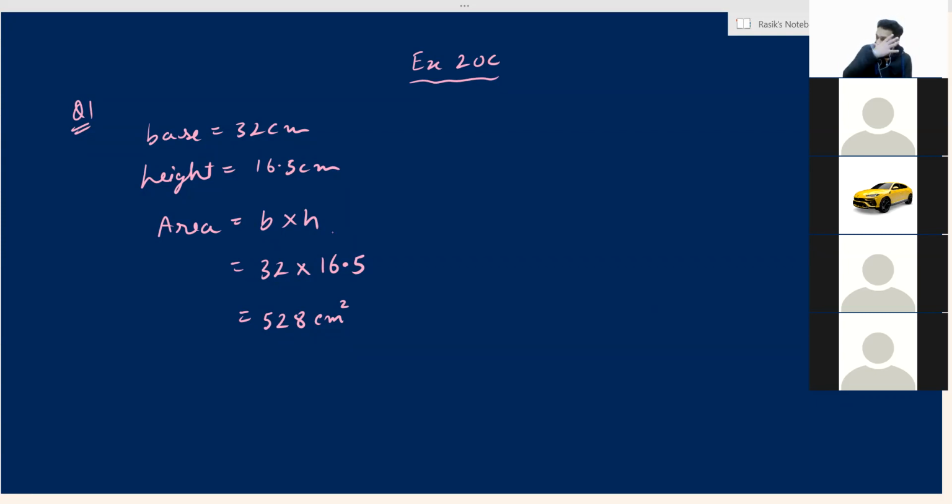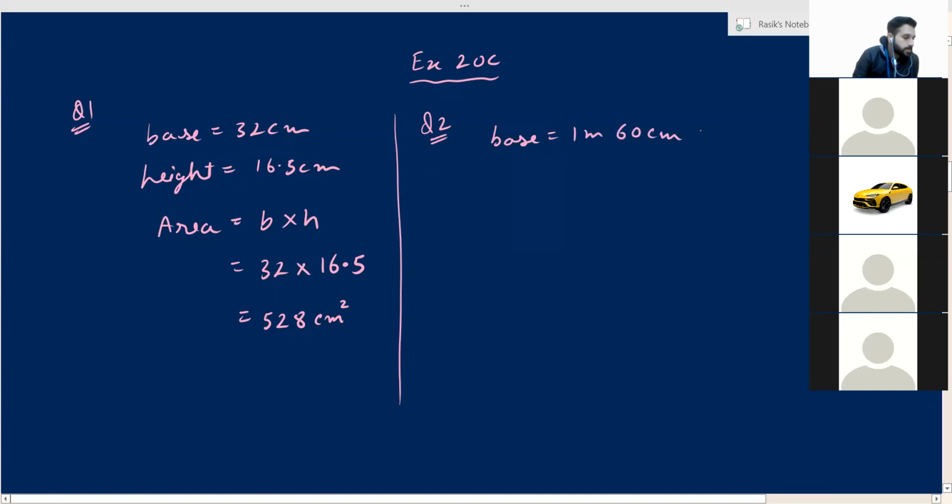Question 2: we also have to find the area in meter square. The base of a parallelogram measures 1 meter 60 centimeters and the height is 75 centimeters. We have to find the area in meters square. We can convert later on also.